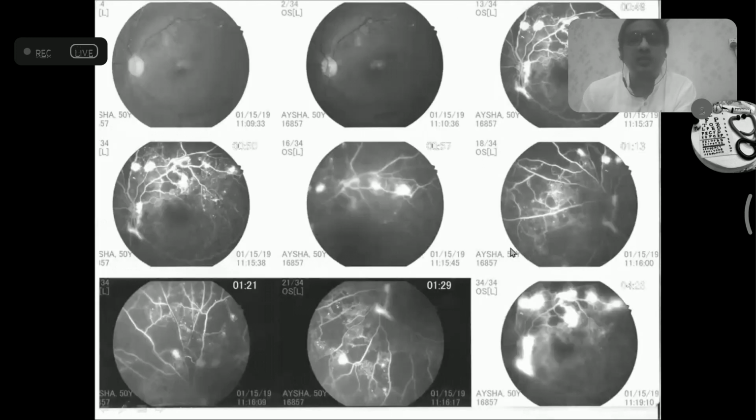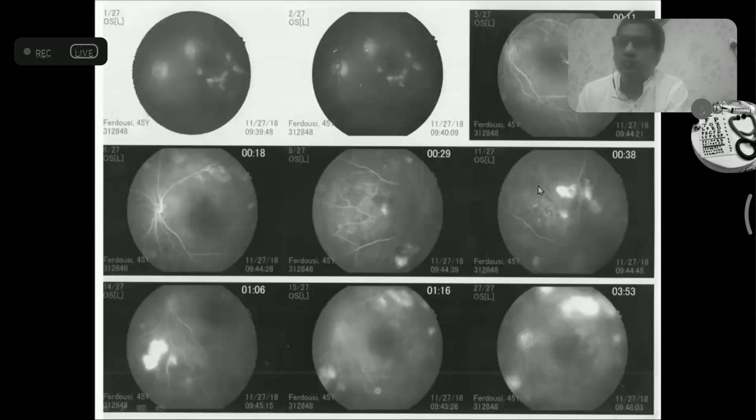And this is a case of proliferative diabetic retinopathy. It shows a huge neovascular membrane, leakage, and also dropout, that is capillary dropout. This is also a case of clinically significant macular edema.